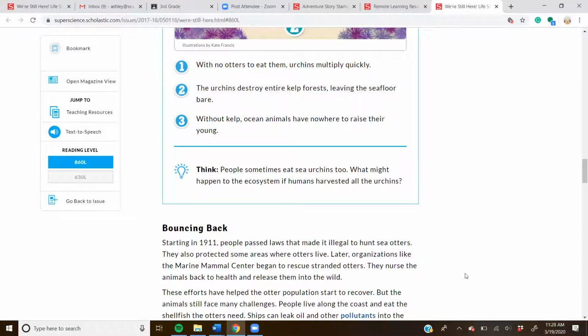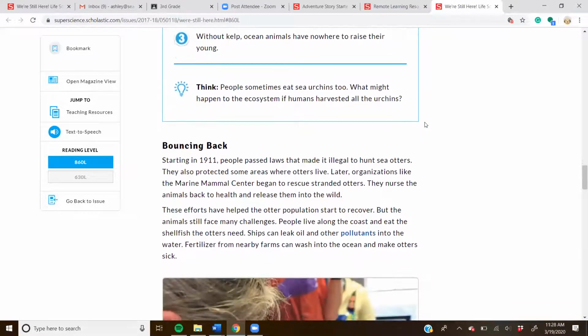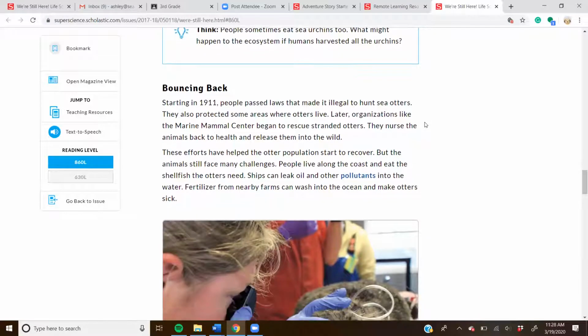Starting in 1911, people passed laws that made it illegal to hunt sea otters. They also protected some areas where otters live. Later, organizations like the Marine Mammal Center began to rescue stranded otters. They nursed the animals back to health and released them into the wild. Good job. Thank you so much.